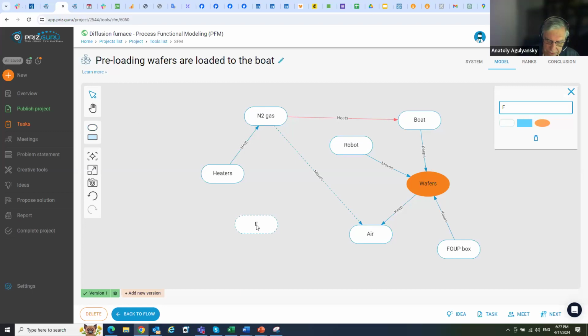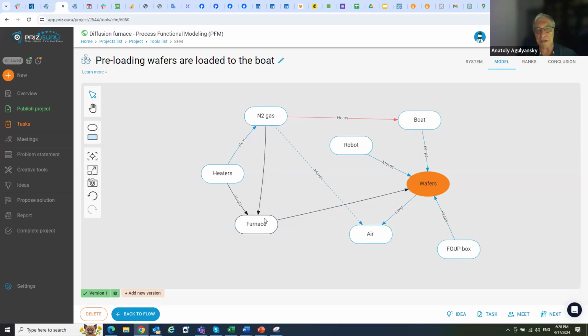It's like a game, you know. I love it. My students also like it very much. The heaters heat the furnace, and the furnace heats wafers. Also this gas is coming from the outside, and it comes cold, and it cools the furnace, and it's not so good.